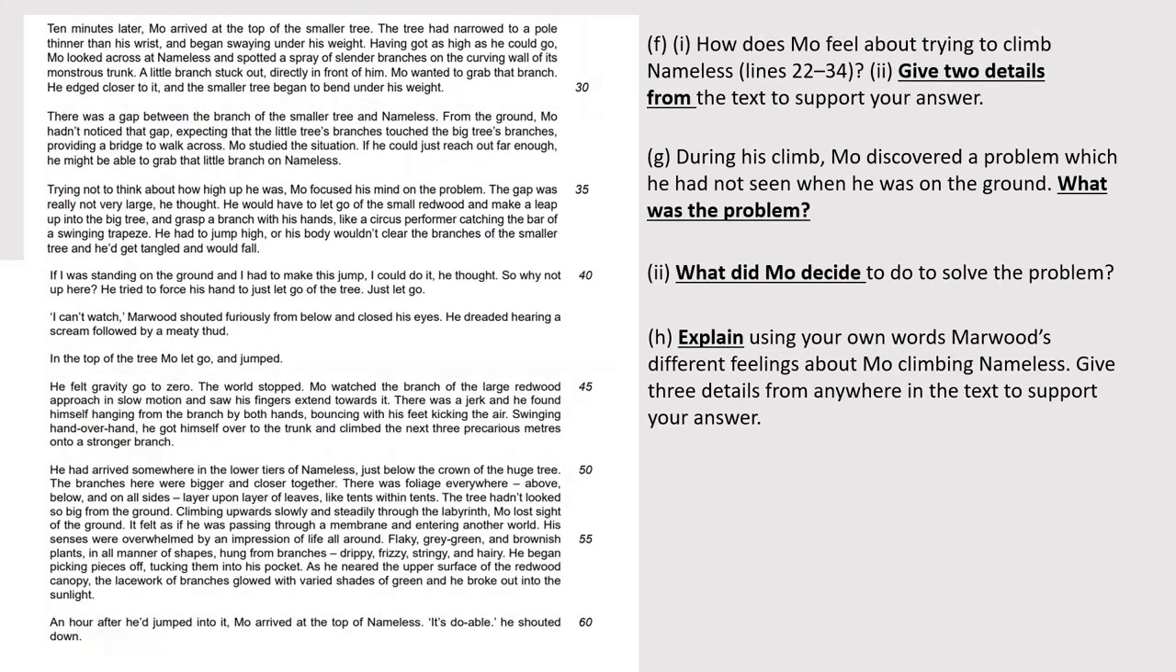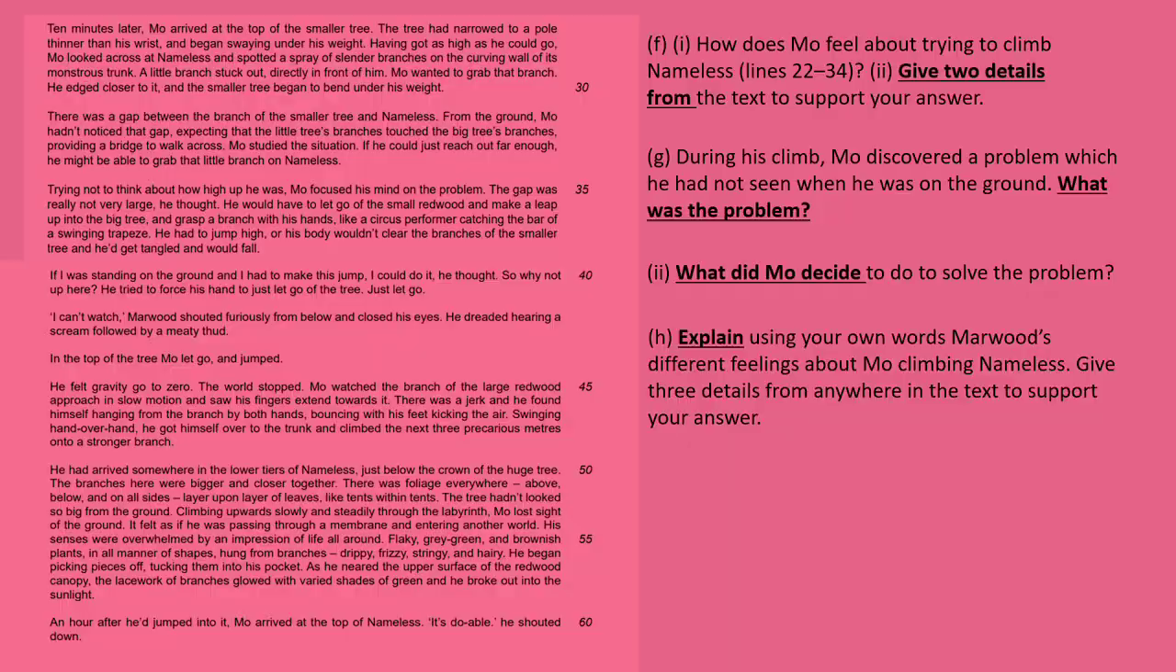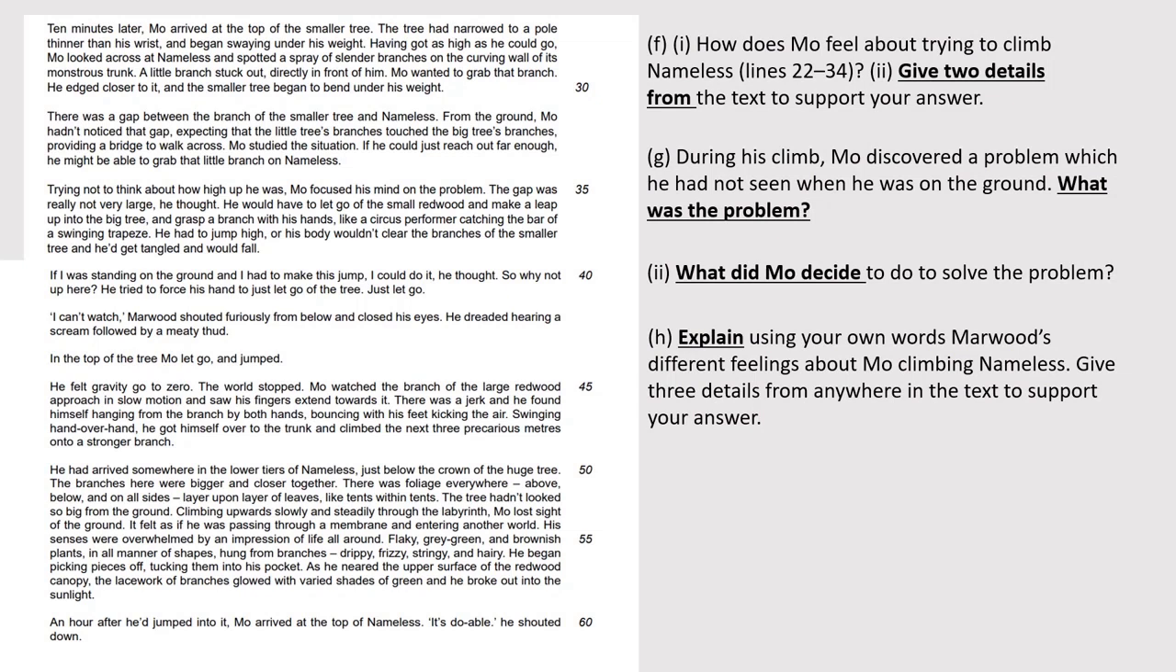So we are going to continue with our Nameless passage, and like I said earlier, we are going to complete questions 1 to G first. In fact, we have H2, so 1 to H. And we are going to start by reading the first question. How does Mo feel about trying to climb Nameless? And give 2 details from the text to support your answer. This is actually a 3-mark question, because there are 2 parts to it. You have 1, how does he feel about trying to climb it? And then you need to give 2 details from the text to support your answer. Once you answer all 3 parts, you should be able to get all your marks.